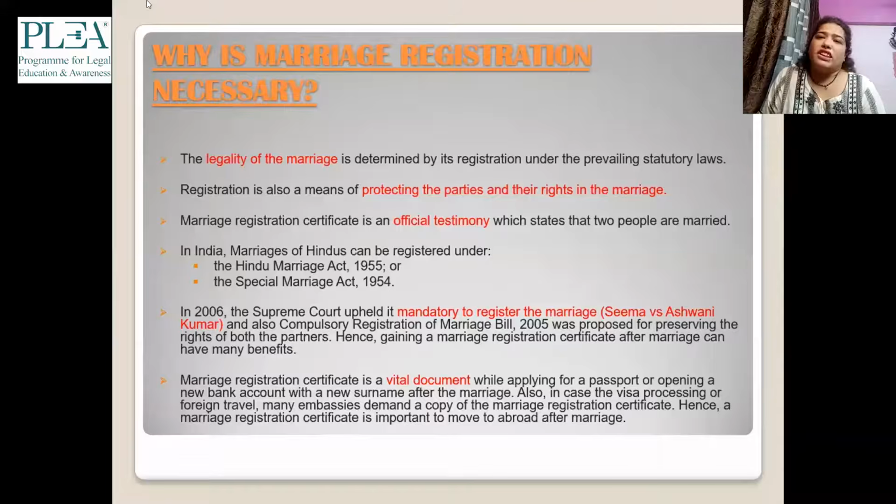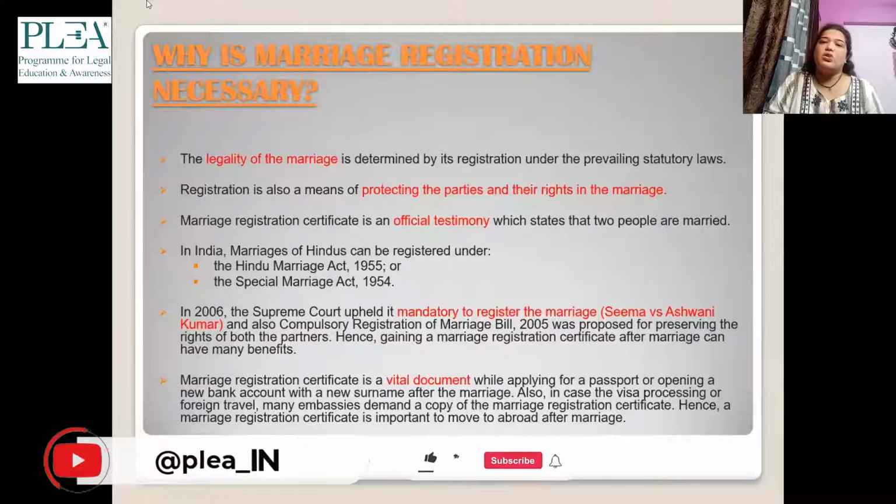Then even for a new surname, if someone wants to change their surname, which mostly women do even today, taking the surnames of their husband, for that too, in the gazette, if someone wants to change their name, it is important to have a marriage registration certificate.